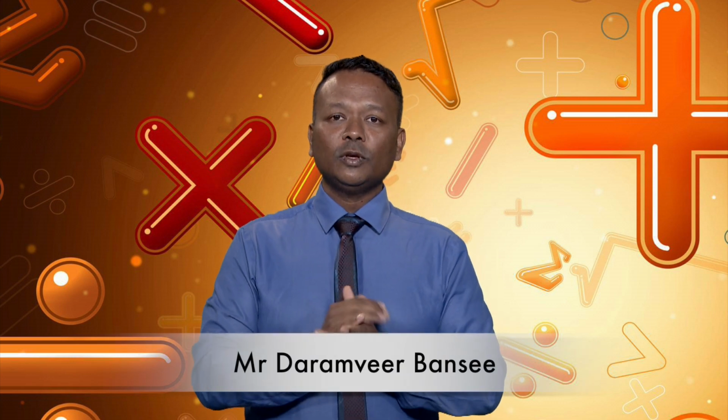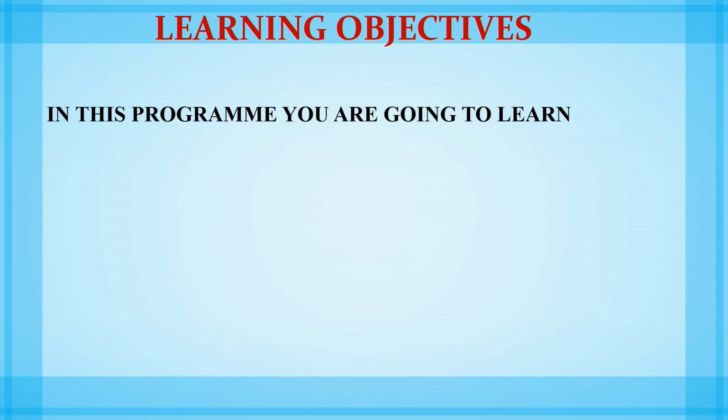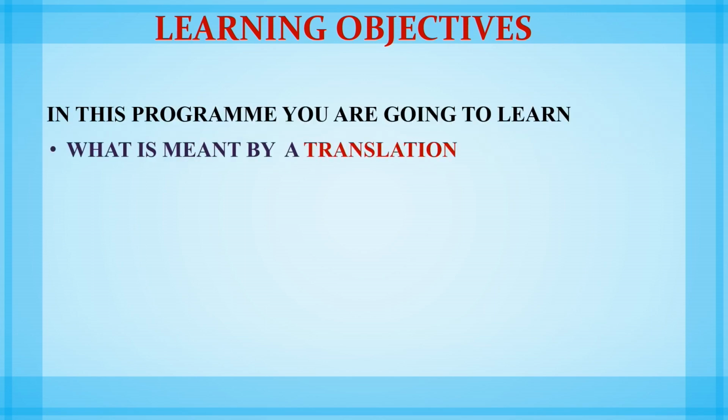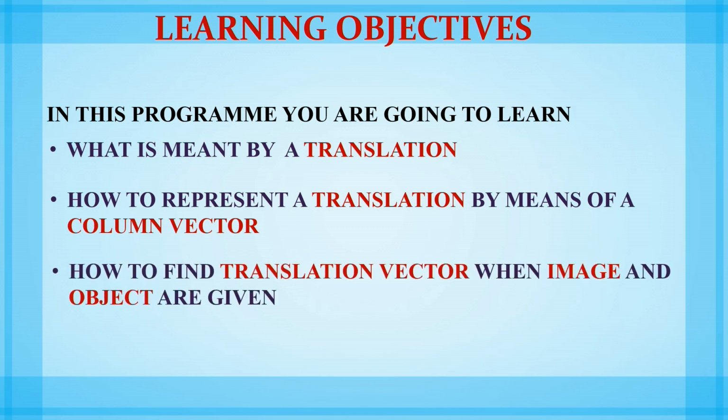In this video, we are going to talk about the chapter Vectors and Translation. Well friends, today's session is the third part regarding this chapter. So let's start. In this program, you are going to learn what is meant by translation, how to represent a translation by means of a column vector, and finally, how to find translation vector when image and object are given.